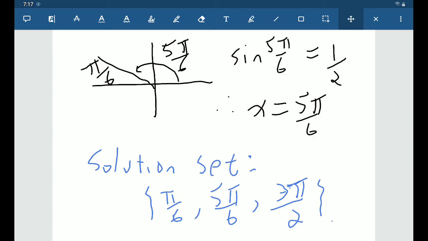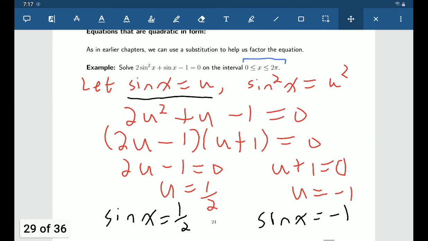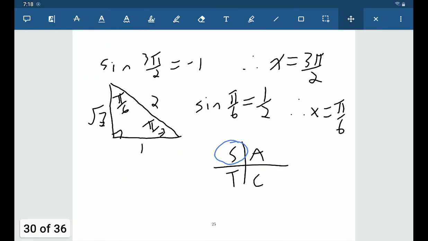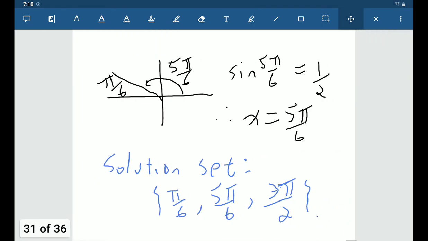Okay, so with this question, just to recap what we had, we were looking at an equation that was quadratic in form. We had a constant term, something, and the same something squared, the something here being sine of x. I did a little substitution to turn it into a quadratic equation, solved, so found out what u was, and then worked backwards to find out what x was. And it was basically a lot of the same work that we've done for all the other equations that we've solved, either thinking about the graph of our trig function or thinking about special triangles. That's how we found our angles.